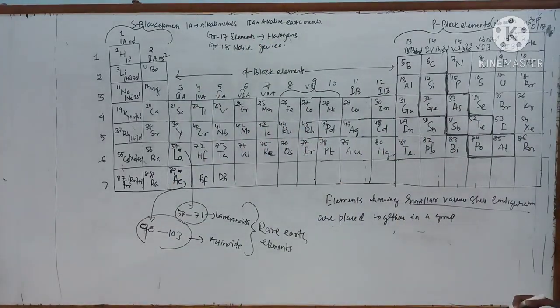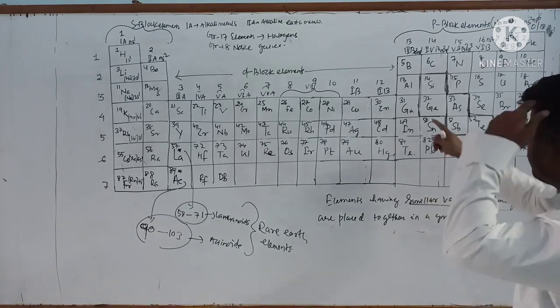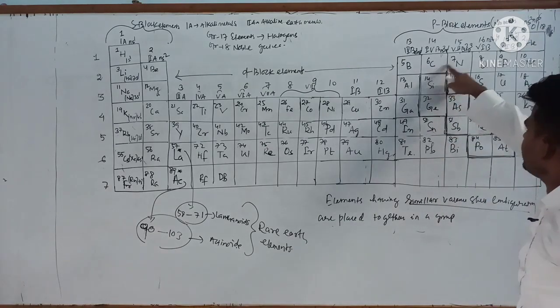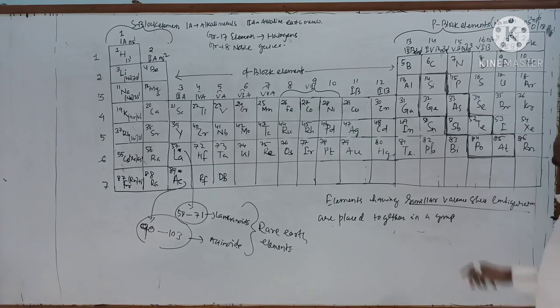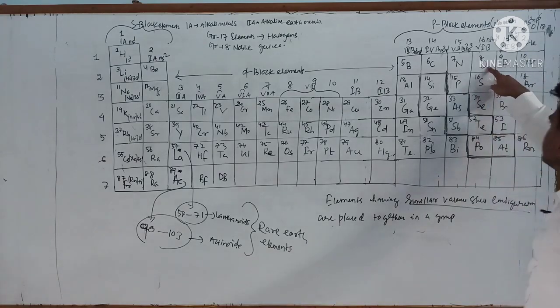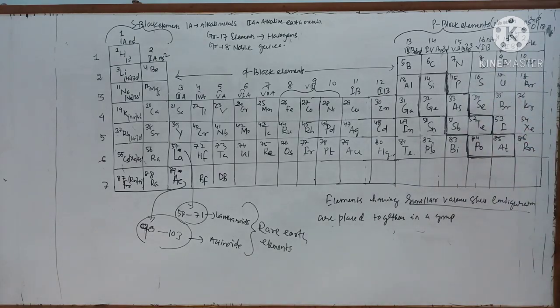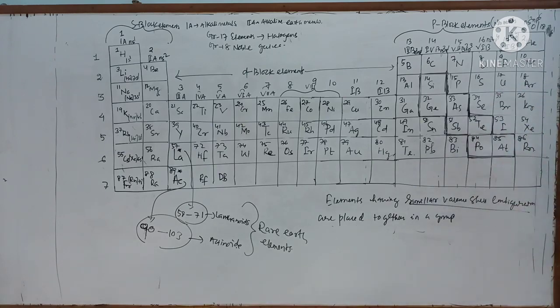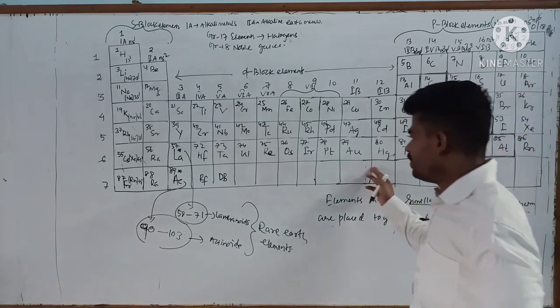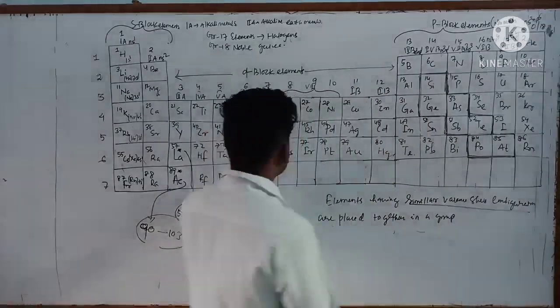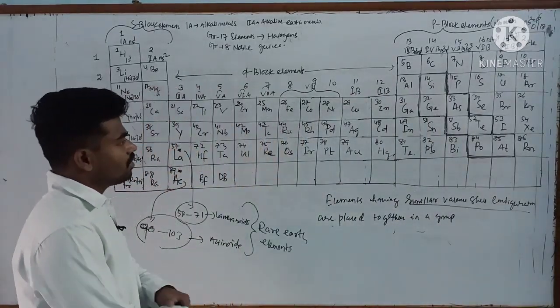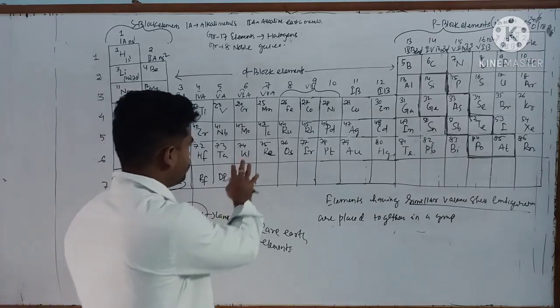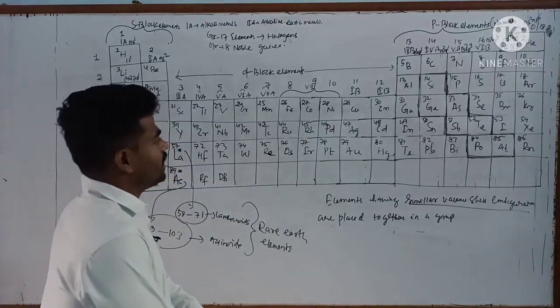Next, this boron family and carbon family, this nitrogen family, the pnicogens, and the oxygen family. This oxygen family are known as chalcogens, ore forming elements, and these are halogens, and these are noble gases. And the elements which are present from group number 3 to 12 are your transition metals.